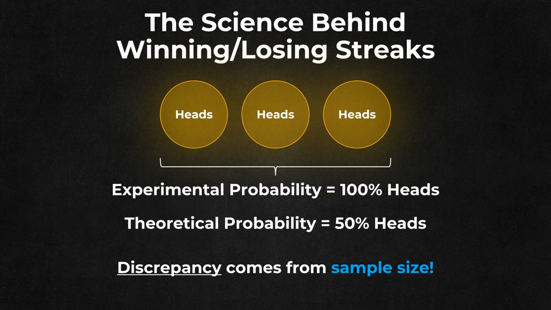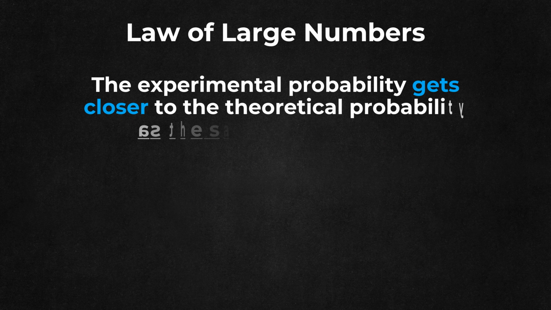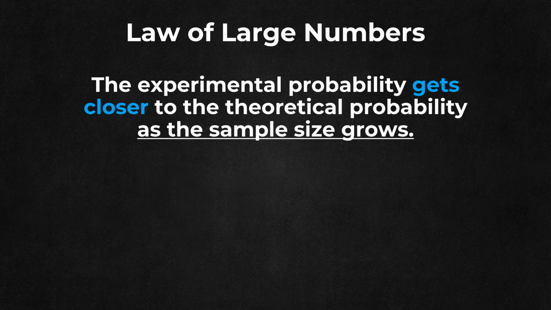The answer lies in the number of coin tosses in the experiment. The larger the number of tosses, the closer the experimental probability will come to the theoretical probability. In statistics, this is called the law of large numbers. The experimental probability gets closer to the theoretical probability as the sample size grows.